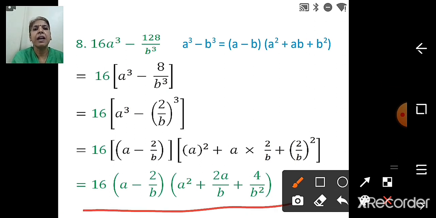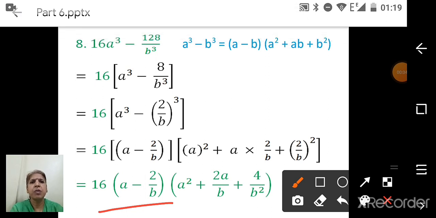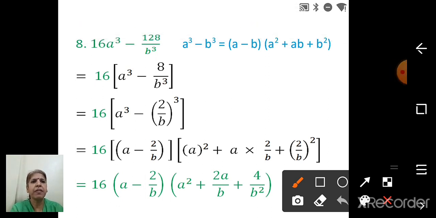So the factors are 16 into a minus 2 upon b the whole bracket multiplied with a square plus 2a upon b plus 4 upon b square.